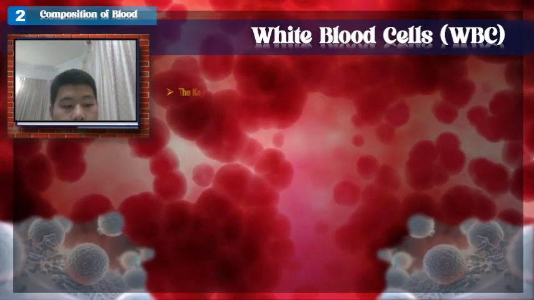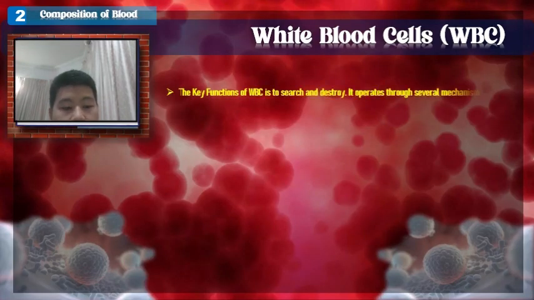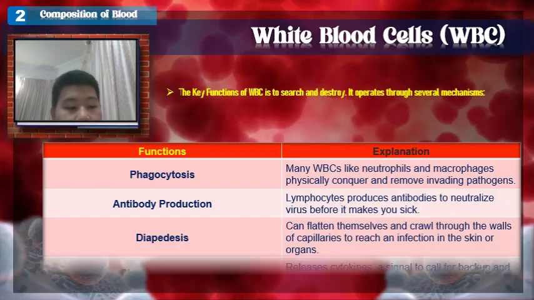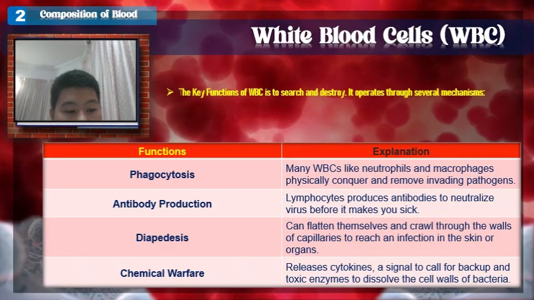The key function of WBC, which is white blood cell, is to search and destroy. It operates through several mechanisms. Phagocytosis: many WBCs like neutrophils and macrophages basically conquer and remove invading pathogens. Antibody production: lymphocytes produce antibodies to neutralize viruses before they can spread.